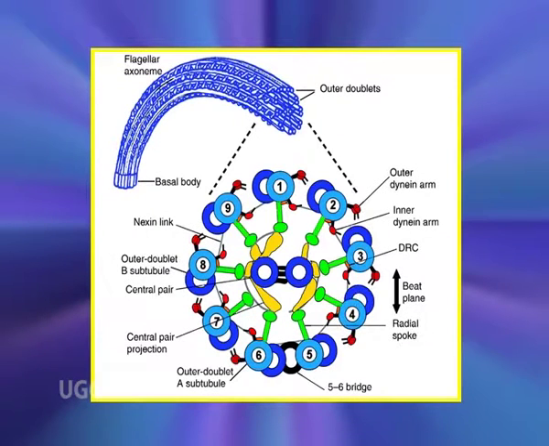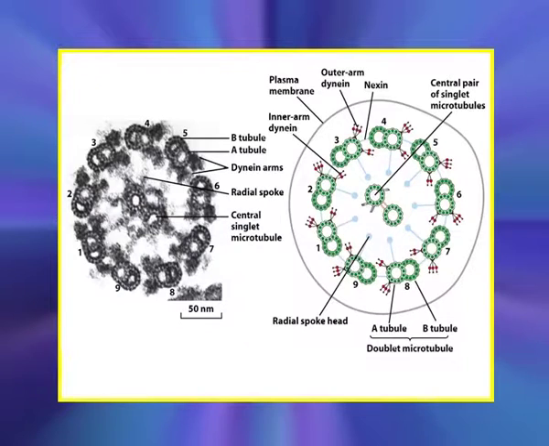The outer microtubule doublets are connected to the central pair by radial spokes and to each other by links of proteins called nexin. In addition, two arms of dynein are attached to each A tubule, and it's the motor activity of these axonemal dyneins that drives the beating of cilia and flagella. Movements of cilia and flagella result from the sliding of outer microtubule doublets relative to one another, powered by the motor activity of the axonemal dyneins.